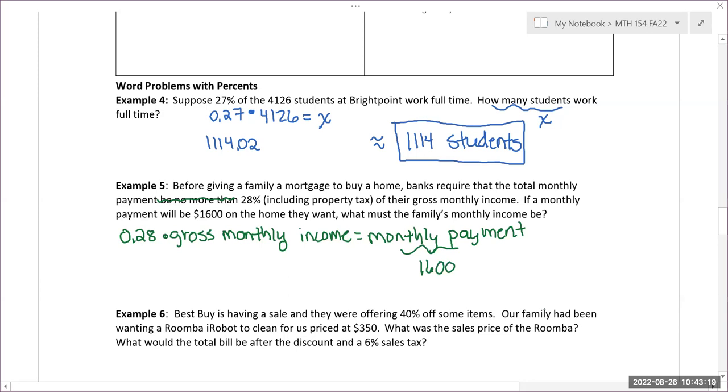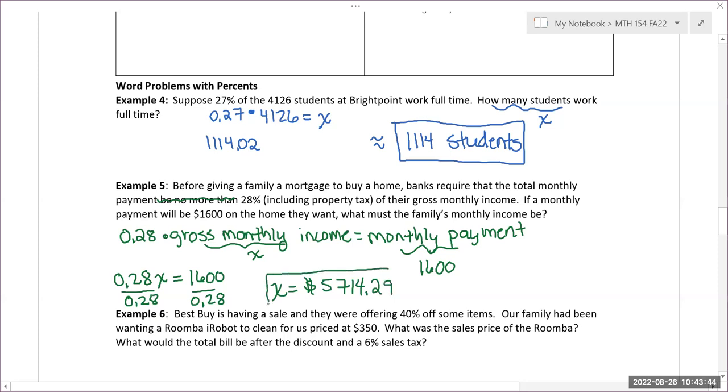So now we can put all that together. So I'm going to make this X because we don't know it. So it's 0.28X is equal to 1,600. Then we divide it. And we end up with 5,714 and 29 cents for their monthly income.